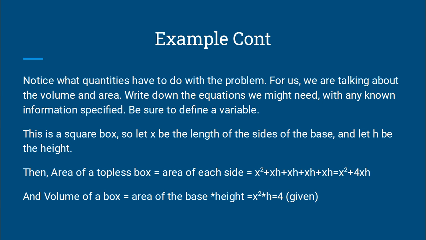Okay, great. And the volume of the box, because the volume of any box, is length times width times height. So in this case, the area of the base is x squared, which we already knew from up top, and we multiply that by the height. So x squared times h is the volume, which has to equal 4 because that was given in the problem. Remember, it said that the volume had to be 4 square feet.